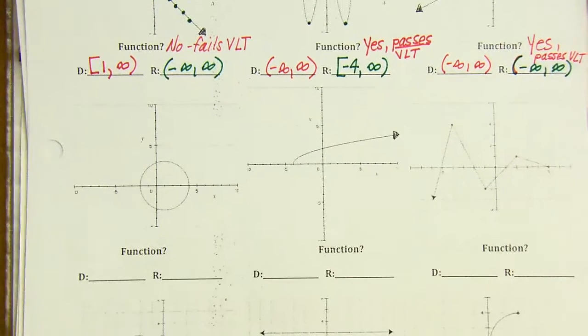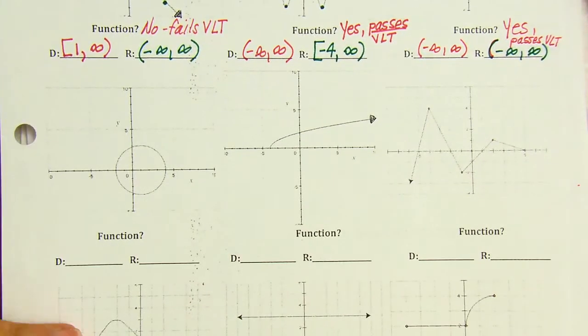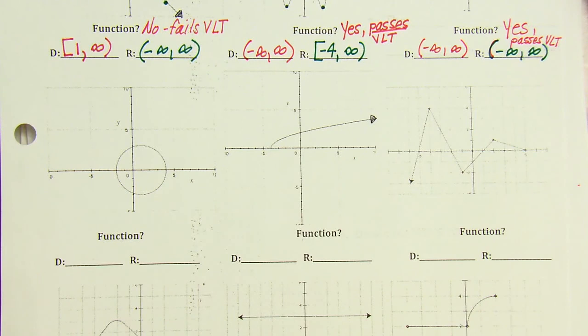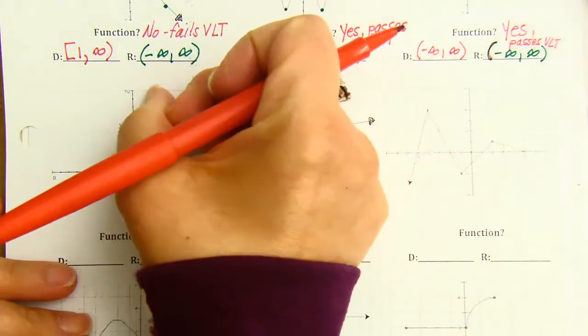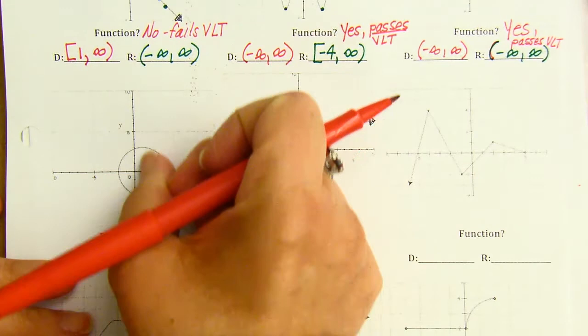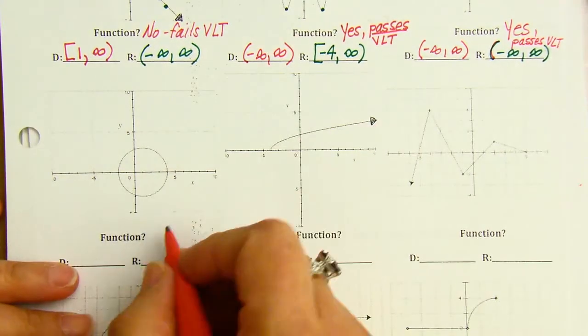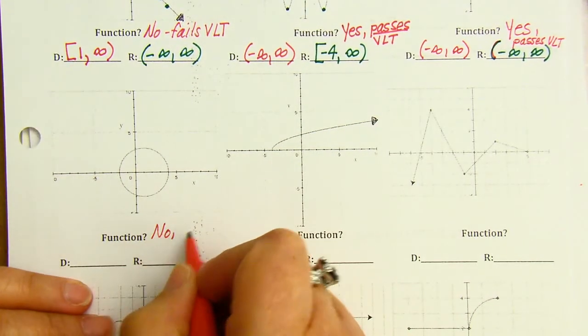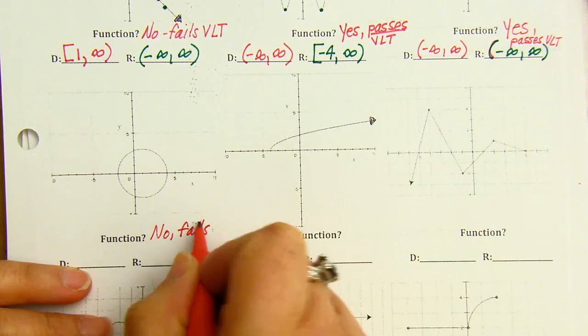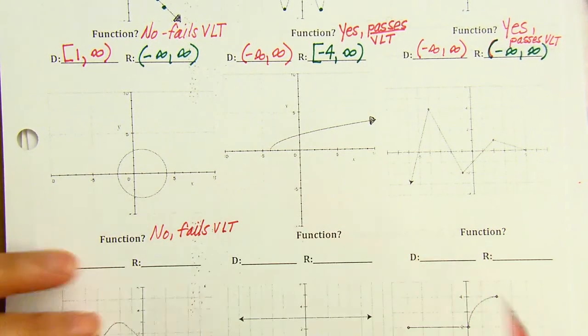All right, let's go to the next set of 3 graphs. The circle is not a function. It's going to fail the vertical line test. If I were to draw a vertical line somewhere in here, it's going to hit it 2 times. So this is not a function. No. Fails vertical line test.